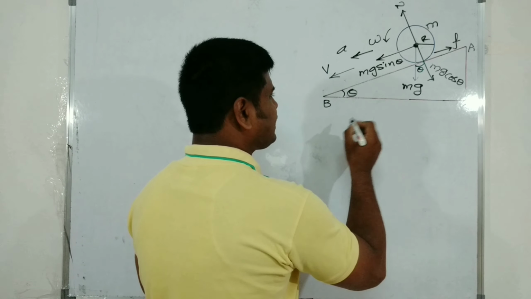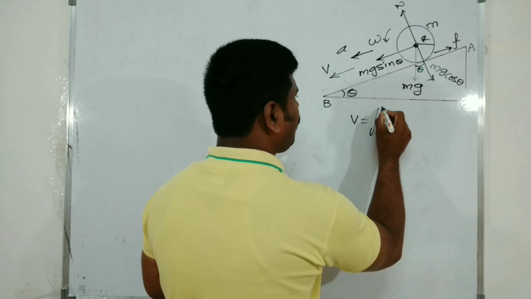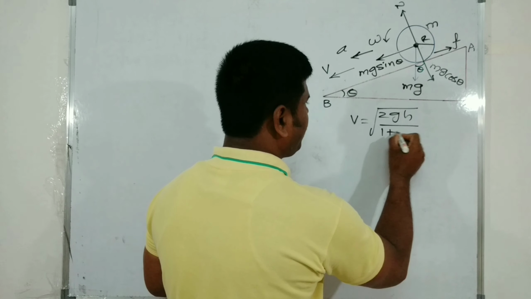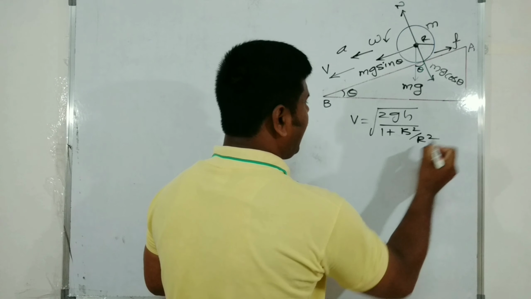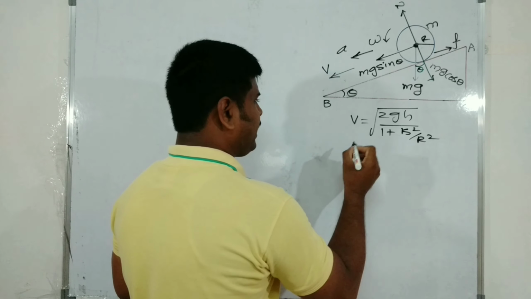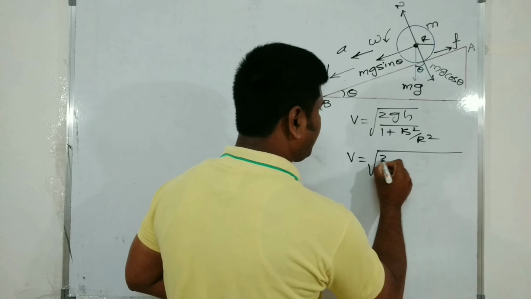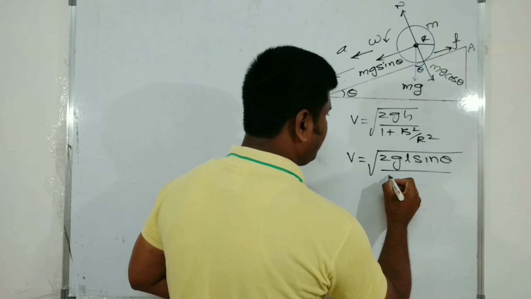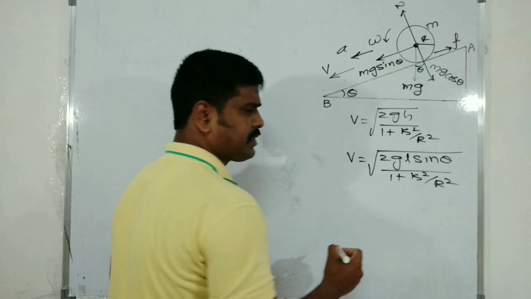So first one is velocity, which is equal to root over 2gh divided by 1 plus k square divided by r square. Okay, and the second formula for velocity v is equal to root over 2gl sine theta divided by 1 plus k square divided by r square.